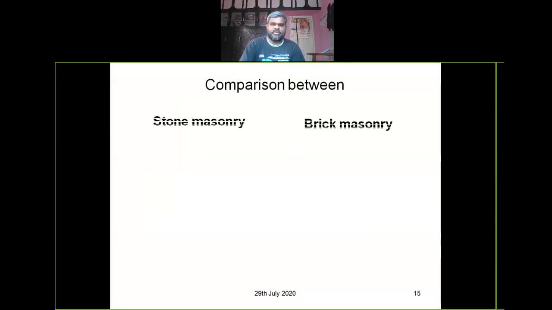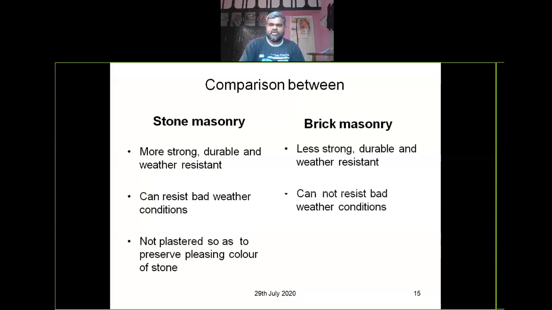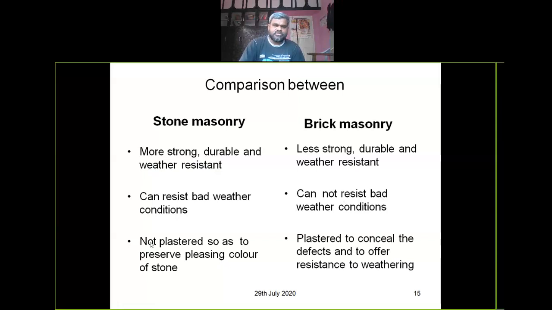And a comparison between brick masonry and stone masonry, if you take, so stone masonry is more strong, durable, and weather resistant, but brick masonry is less strong, durable, and weather resistant as compared to stone masonry. Stone masonry resists bad weather conditions. Brick masonry cannot resist bad weather conditions. Stone masonry is not plastered so as to preserve the pleasing color of stone. So plastering is not at all required. It can be used like that only. But in brick masonry, plastering is very important. Means you have to conceal the defects and to offer resistance to weather, right?